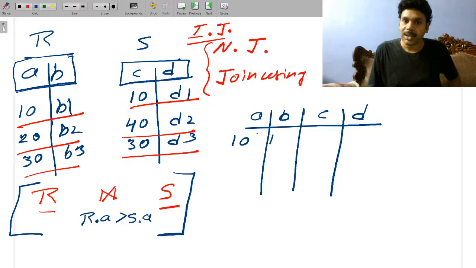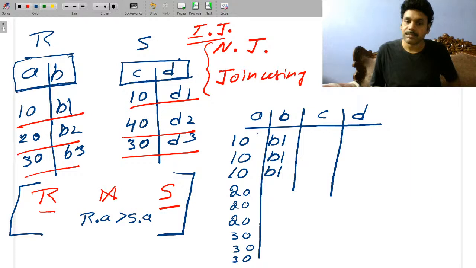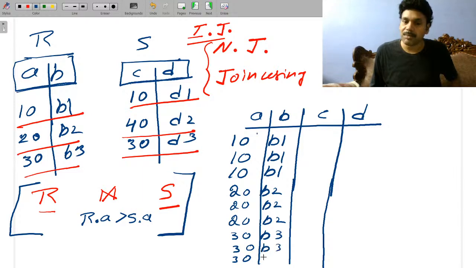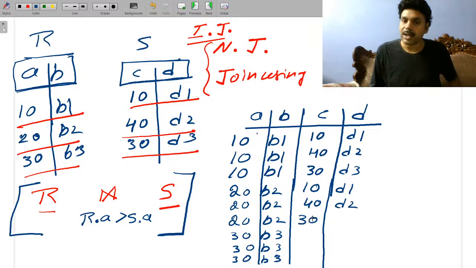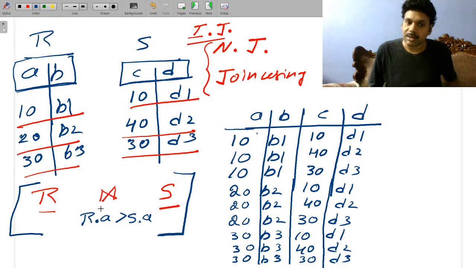So I am mapping them: 10 B1 three times, then 20 B2 three times, and 30 B3 three times with the others. You have 10 D1 here and 40 D2 here as the second mapping, and 30 D3 is the third mapping. Again 10 D1, 40 D2 and 30 D3. Again 10 D1, 40 D2 and 30 D3.